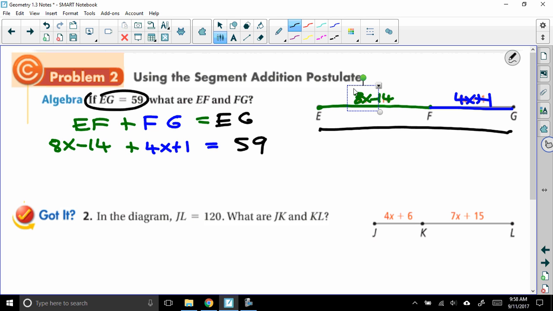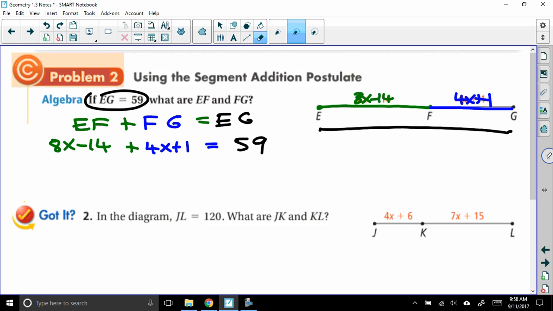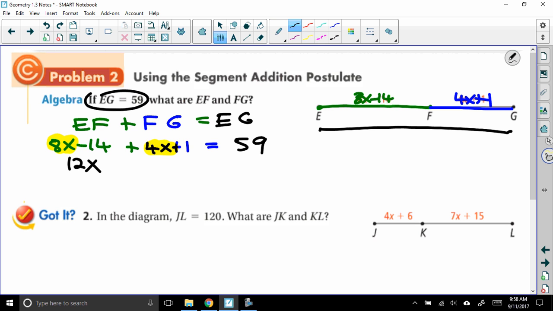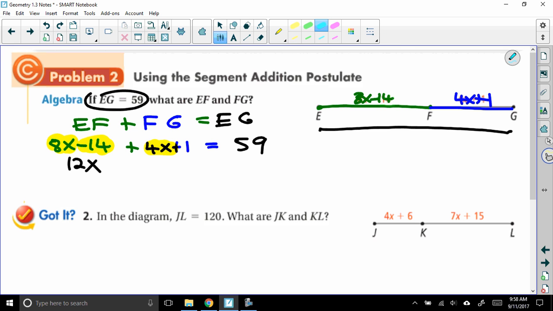So here we go. 8x and 4x are like terms. Hopefully you remember what to do with like terms, not cross them out. I'm trying to highlight them. My highlighter's not cooperating. It's been doing that this year. 8x, 4x, that's going to make 12x. Similarly, I can highlight and combine my other like terms here of negative 14 and 1, so that's going to be minus 13. Minus 13 equals 59. So I've got this equation to solve, so let's see. I'll go ahead and add 13 to both sides.